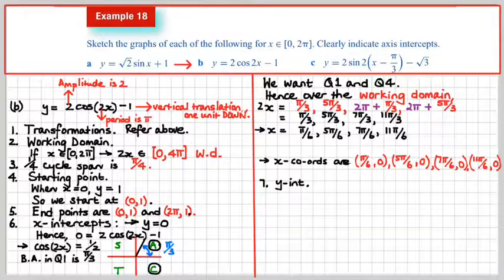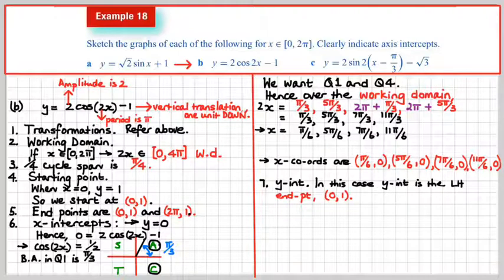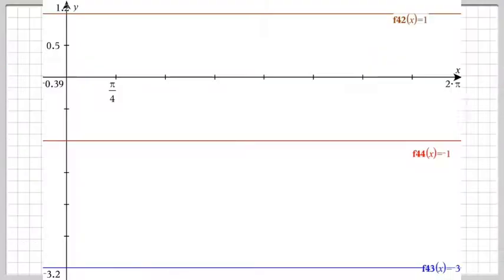Now we better do the y-intercept. The y-intercept in this case is the same as the left-hand end point, because that is the point at which the graph starts. So it would be 0 and 1. So we don't actually have to work it out in this case, but you would if the left-hand end of the graph wasn't on the y-axis. But it is in this case.